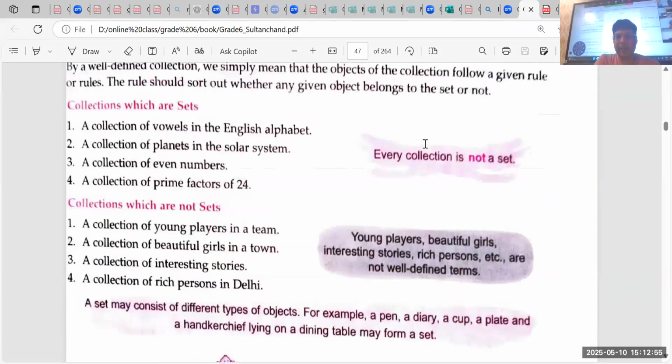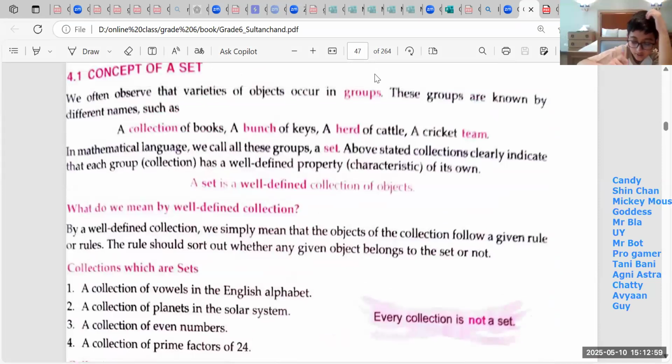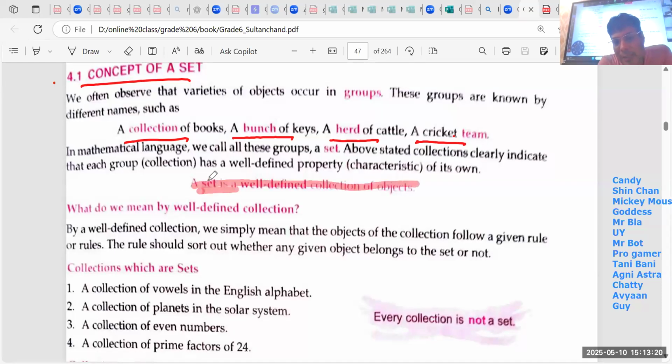So I will start with the basics. This is from our book. The concept of a set: a collection of books, a bunch of keys, a herd of cattle, a cricket team. These are all well-defined objects. The definition is that a well-defined collection of objects is called a set.